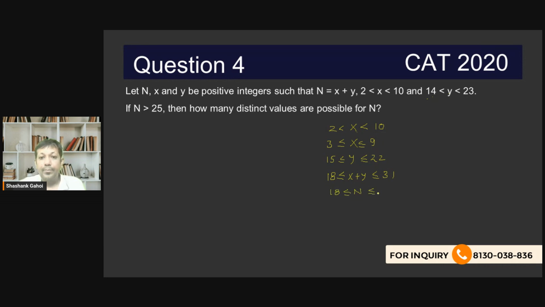Okay. But what is the problem here? Question says n is greater than 25. So n is greater than 25 and less than or equal to 31. How many possible values do we get? 26, 27, 28, 29, 30, and 31. How many values is that? 1, 2, 3, 4, 5, and 6. 6 values are possible, not more than 6. So how many distinct values of n are possible? That is going to be 6.